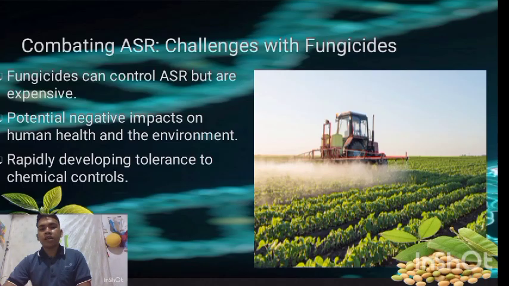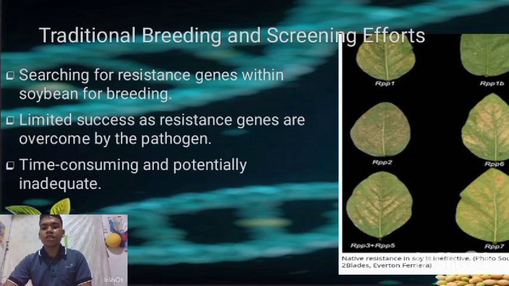So they use traditional breeding and screening efforts, searching for resistant genes within soybeans for breeding. Because it is traditional, it is hard: you need thousands of plants to be screened to see if they carry a desirable gene that can be used to resist rust. There is limited success, as resistant genes are overcome by pathogens. And it is trial and error, which is the reason why it is hard.